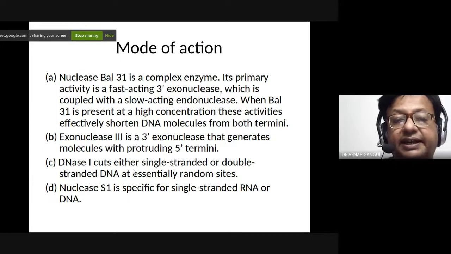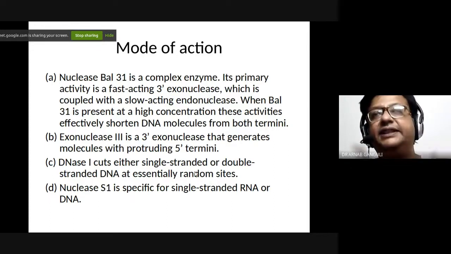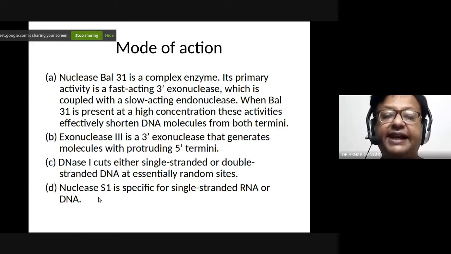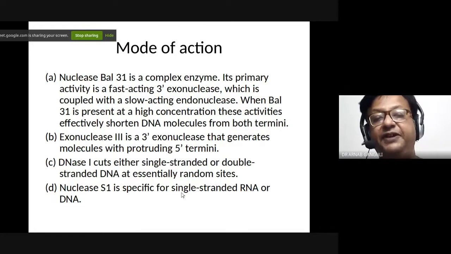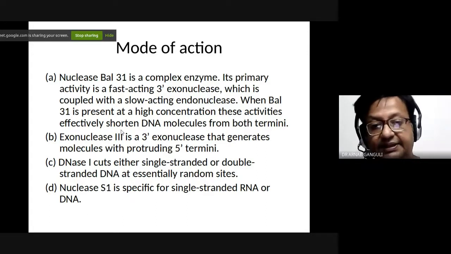DNase 1 cuts either single-stranded or double-stranded DNA at random sites. It cuts and destroys the whole DNA. Then you have nuclease S1. It is specific for single-stranded RNA or DNA. S1 nuclease is the single-strand-specific nuclease.